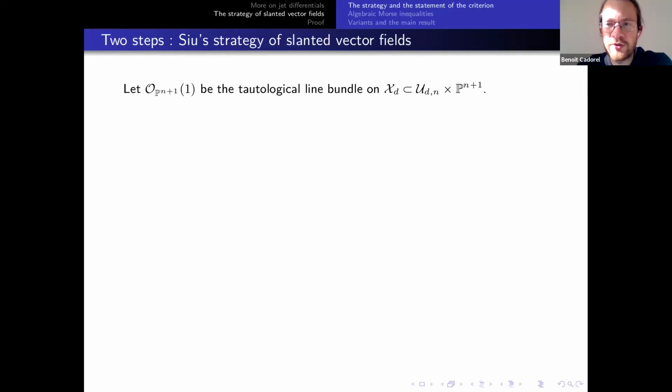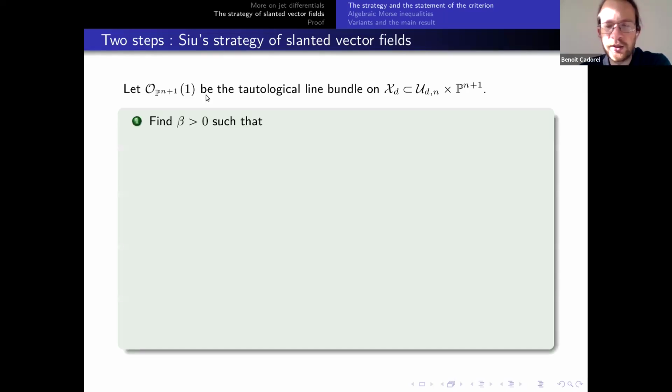So this is a strategy in 2 steps. To explain it, I will need to introduce the tautological line bundle, this time with respect to the projection towards the projective space in which the hypersurfaces lie. So let me call that O_{P^1}(1). So the strategy is in 2 steps.